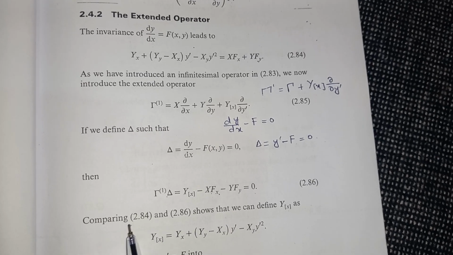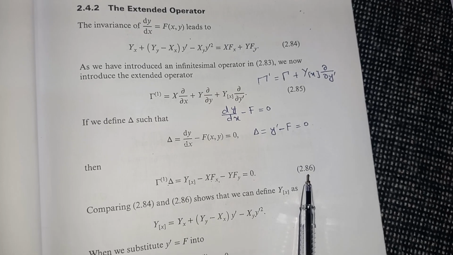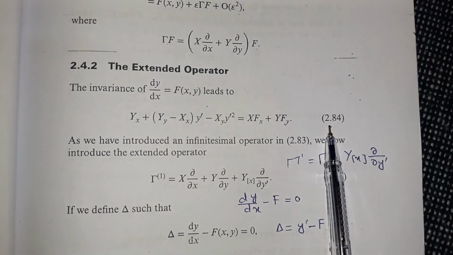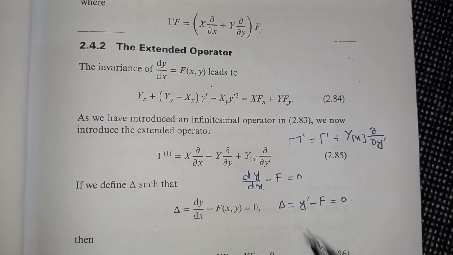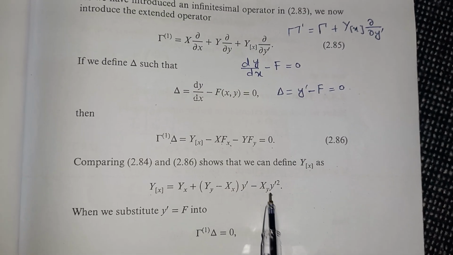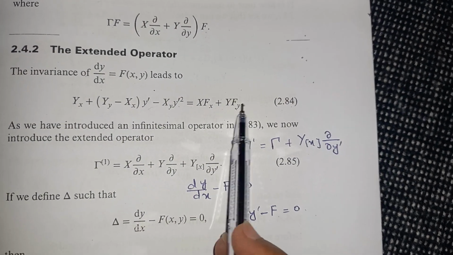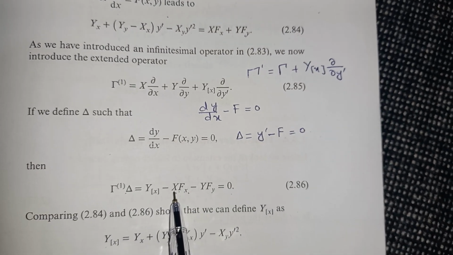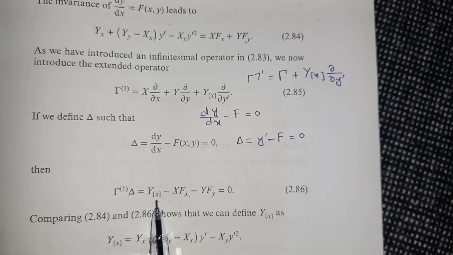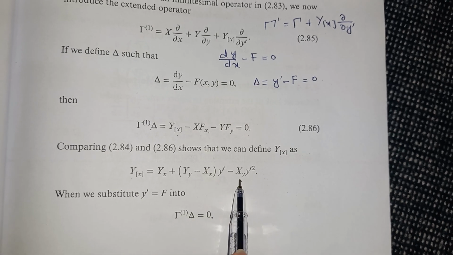Now students, if we compare equation number 2.84 and equation number 2.86, this is equation number 2.86 and equation number 2.84 is given by this one. If we compare both of these, then we will get to know that the value of capital Yx will become equal to this one, or you can say that it is equal to capital X fx plus capital Y fy. So if you find the value of capital X fx plus capital Y fy, then this is equal to capital Y of x. So this term will become equal to this one.